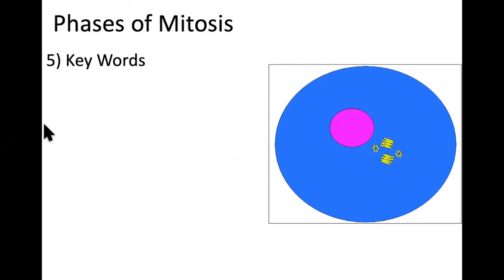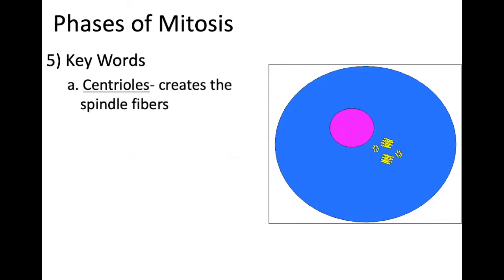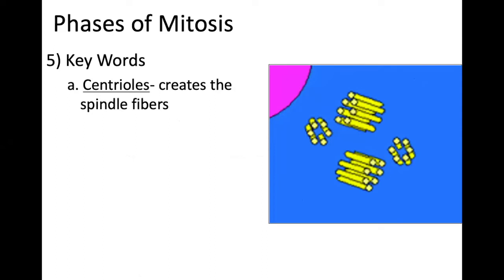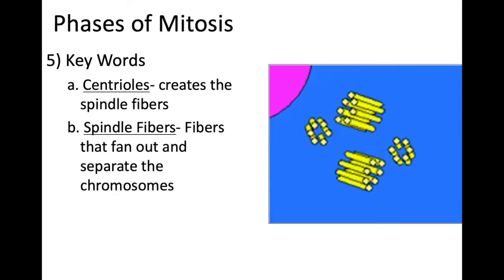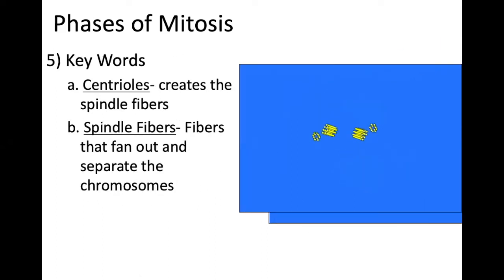So a few keywords to help us understand things going into this. First one, centrioles. I already said that. These are these structures. They're going to make those spindle fibers. Those things right here, they are going to spread away from each other, releasing the spindle fibers behind them. These spindles, these strings, are what's going to grab the chromosomes. They fan out and separate the chromosomes.